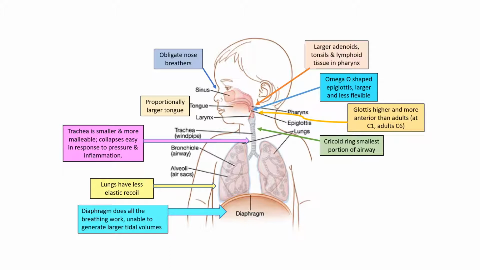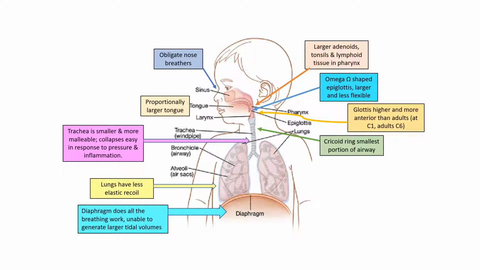And just starting at the head and working our way down, remember, babies for the first 5 months are going to be obligate nose breathers. This means that any obstruction in their nose, whether it's mucus or what have you, is going to create an obstruction to their airway and increase their respiratory effort. They're going to have larger adenoids, tonsils, and lymphoid tissue in the pharynx. So back in their pharynx area, it's already going to be extremely crowded.